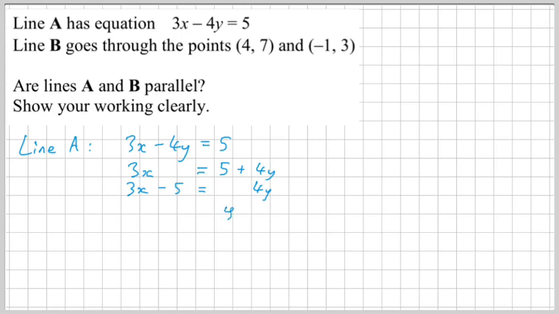Now try to resist the temptation to write that. It's correct, but it's not very helpful. We're trying to work out the gradient. So how many x are there? Well, here's a better way to do it.